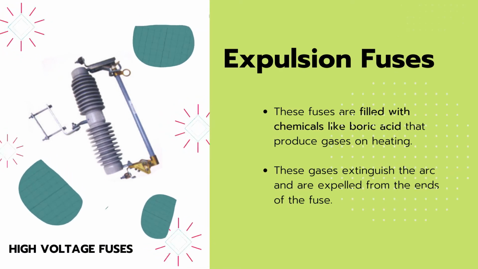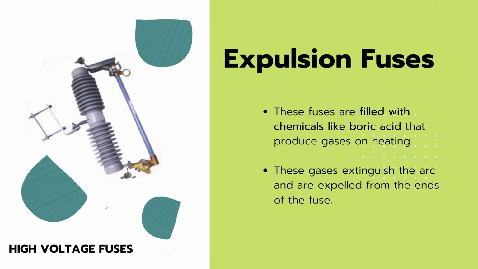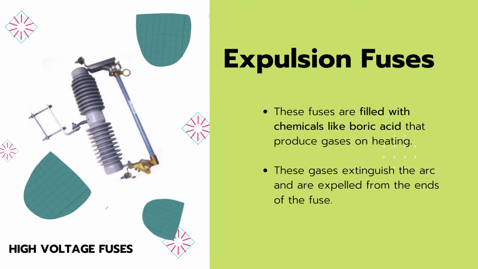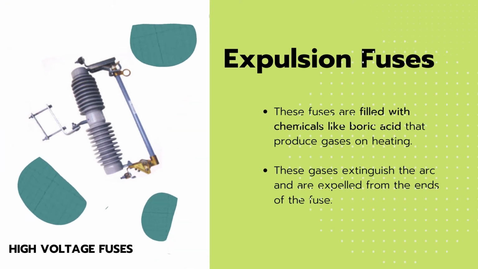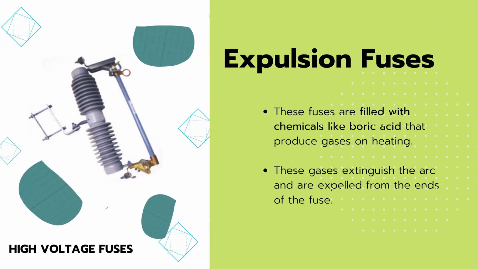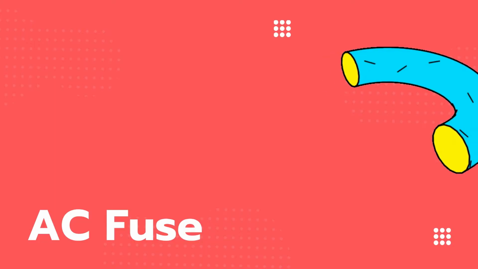Expulsion fuses. These fuses are filled with chemicals like boric acid that produce gases on heating. These gases extinguish the arc and are expelled from the ends of the fuse. The fuse element is made of copper, tin, or silver.